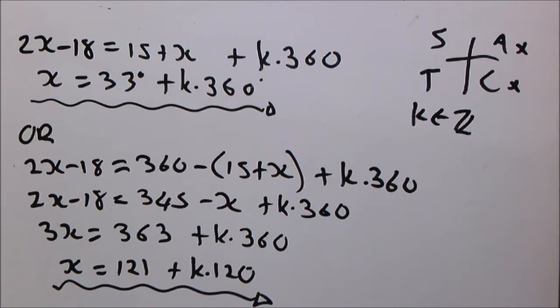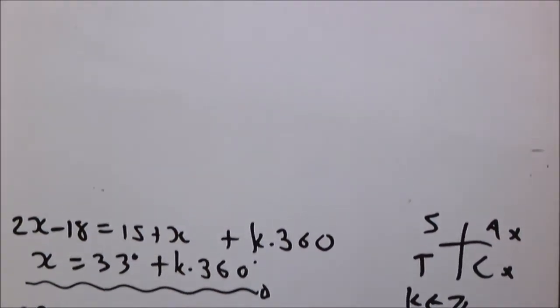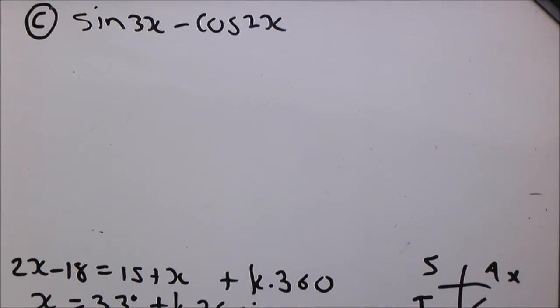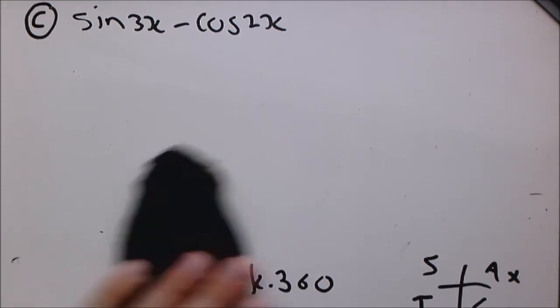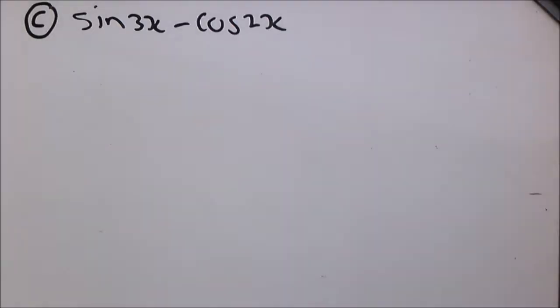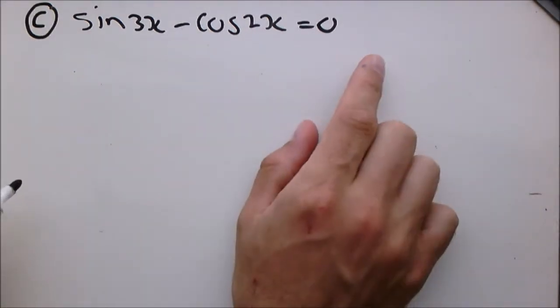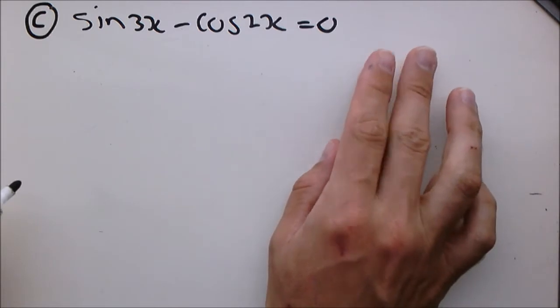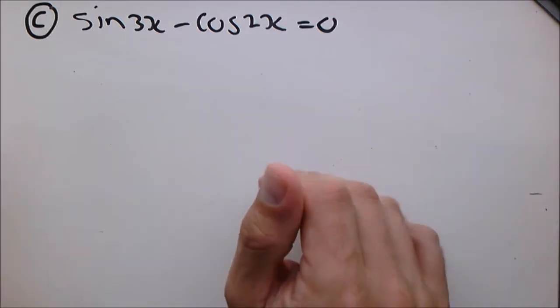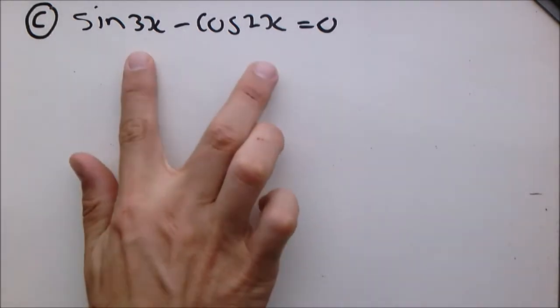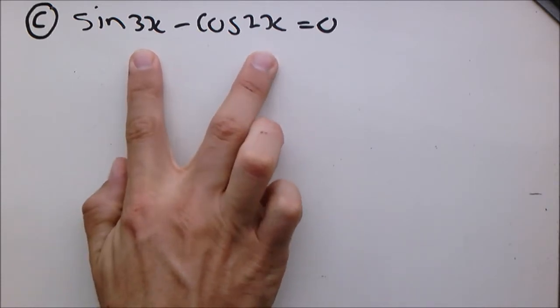Okay, let's move on to the next one, number C. And you will see that it is quite a basic expression: sine 3x minus cos 2x equals 0. And it would be very tempting to say, oh, we move the cos 2x across the equal sign, divide by it, and we get a tan 3x. But you can see we cannot do that. Why? Because we have two different angles. So keep that in mind.